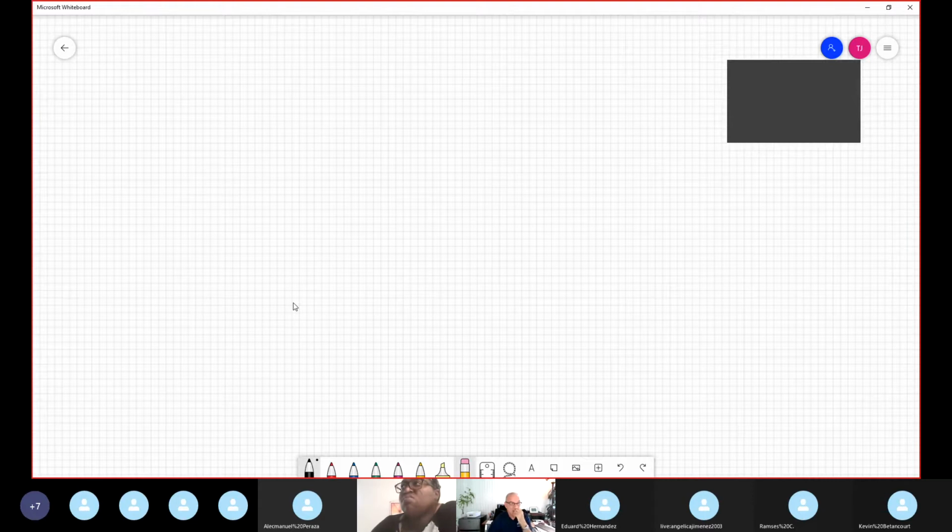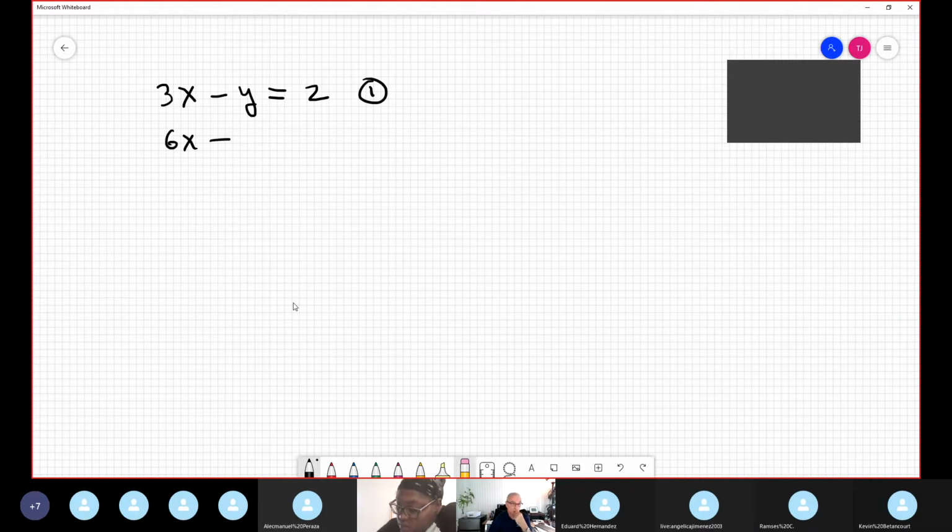Okay, suppose this example. Look at that. 3x minus y equals 2, equation number 1. 6x minus 2y equals 6, equation number 2. And this is the system. Normally we use this curly bracket to indicate that this is a system. This is the algebra style.